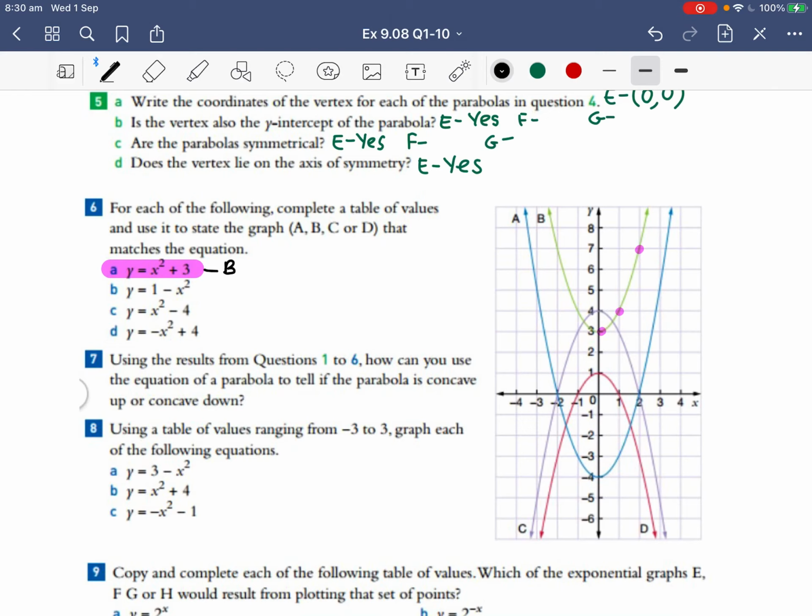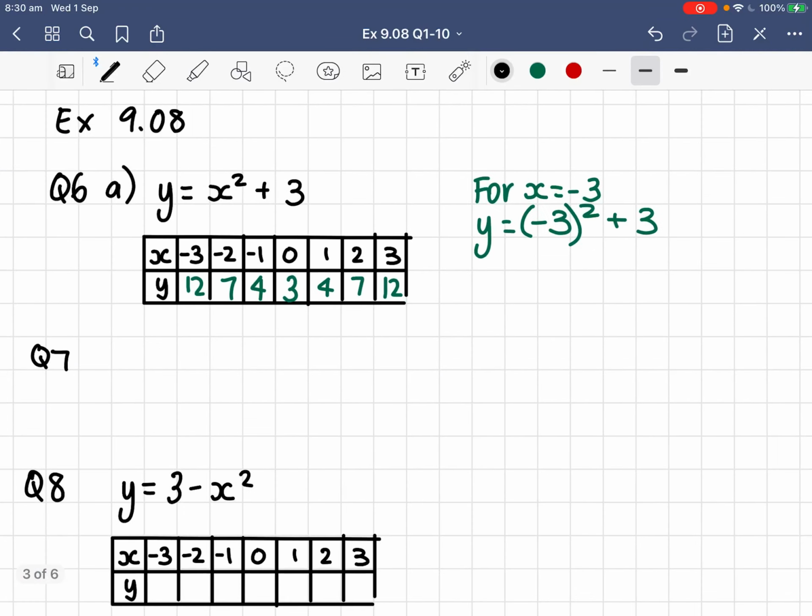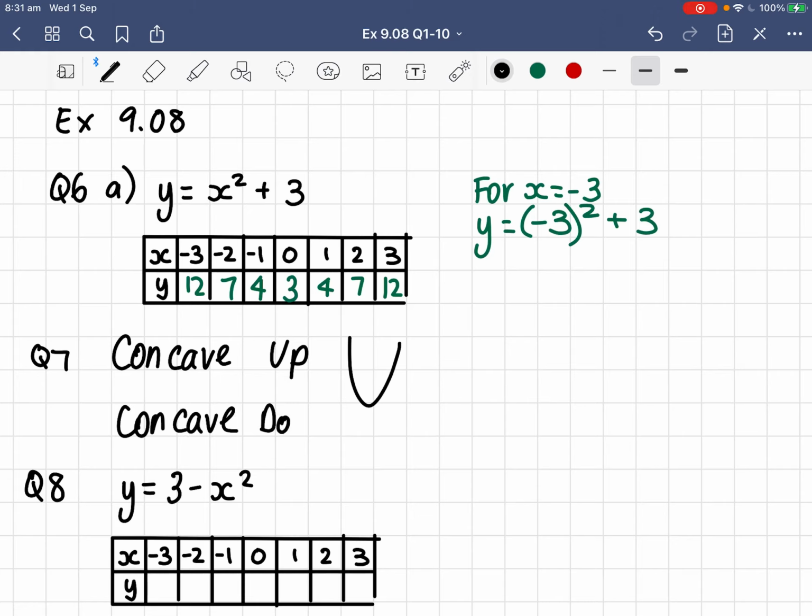For question 7, it says, using the results from questions 1 to 6, how can you use the equation of a parabola to tell if the parabola is concave up or concave down? For our parabolas, when we have concave up parabolas, it's a happy smile. We're getting a V there, a happy smiley face like so. When we have concave down, we have an upside down parabola, and it is like so. It's like a sad face. So concave up is happy.